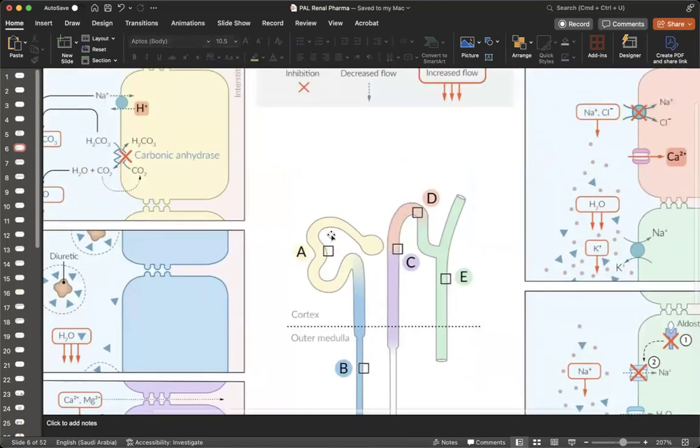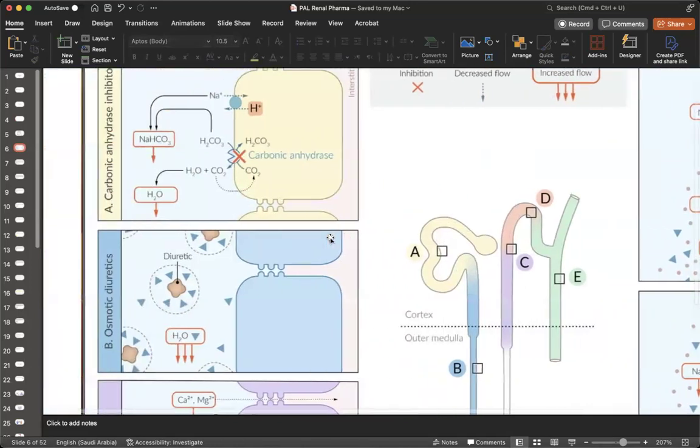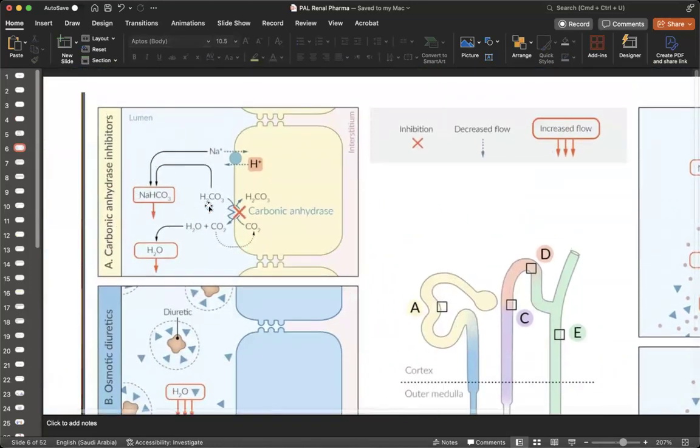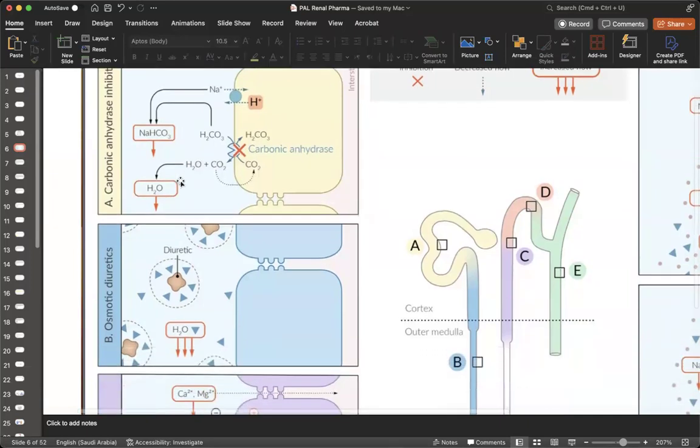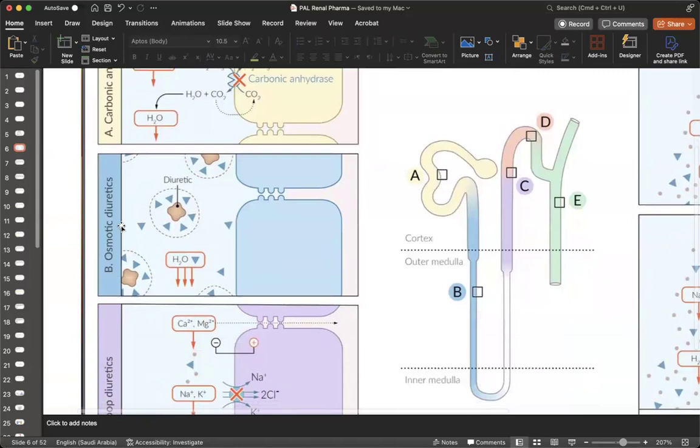This is A, the proximal convoluted tubule. You can have carbonic anhydrase inhibitors. It's going to inhibit carbonic anhydrase, which is going to kick out bicarbonate, and it's going to lead to what? Acidosis. Acetazolamide, okay? Mannitol also works here by sucking in the water. Remember, you don't want to use mannitol in heart failure or pulmonary edema. You want to use it in elevated intracranial pressure and intraocular pressure, okay? B, this is where you use mannitol, osmotic diuretics.